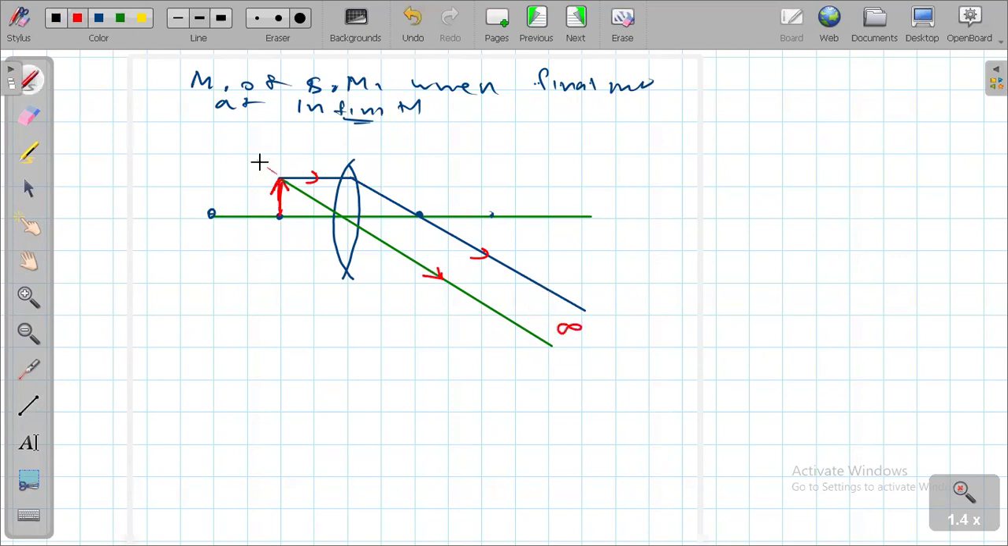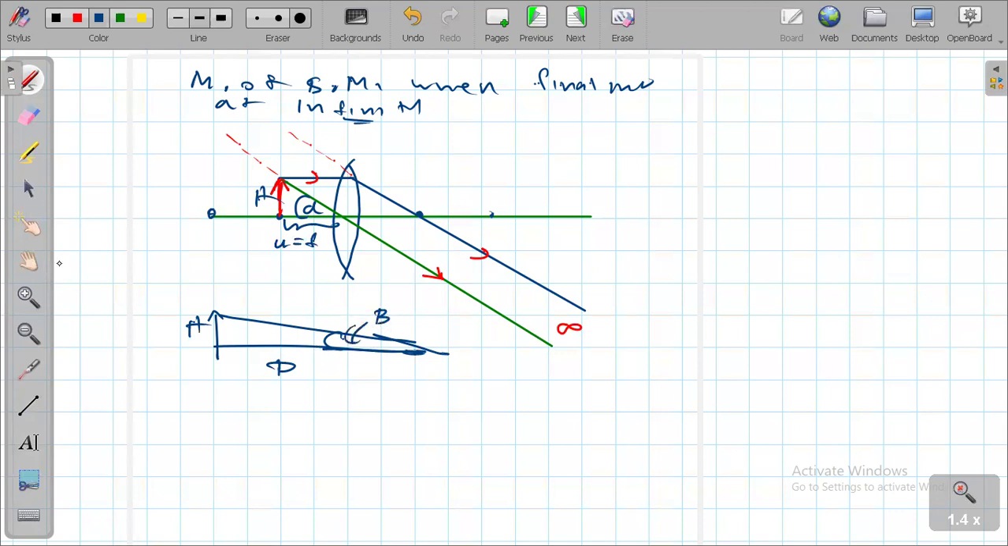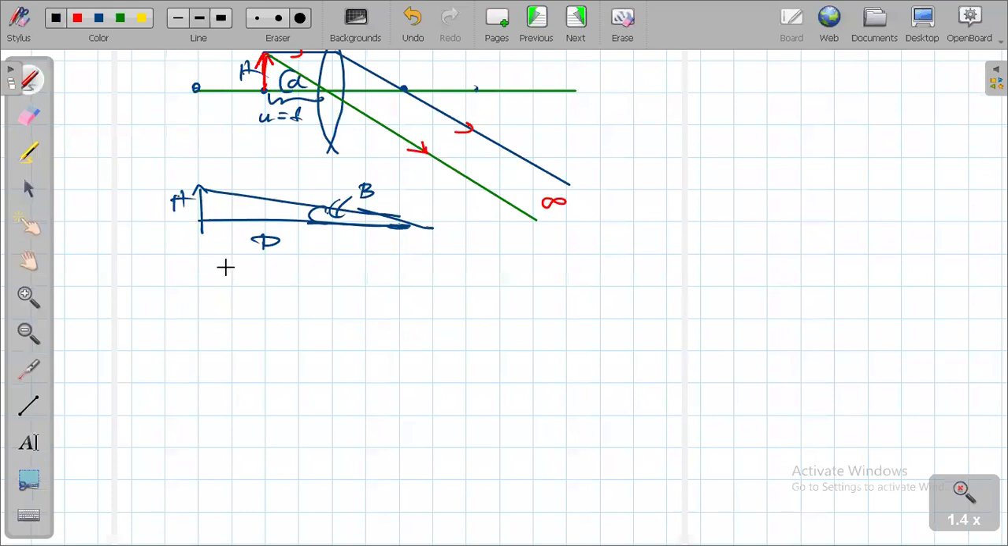So see, it forms at infinity. Even though you extend, it is going to be the same thing. It will form at infinity. See, the angle is alpha. But for a microscope, you observe the thing at D, when you observe, u equals f, angle beta. So from your earlier equation, the magnification of the image at infinity is going to be alpha over beta.